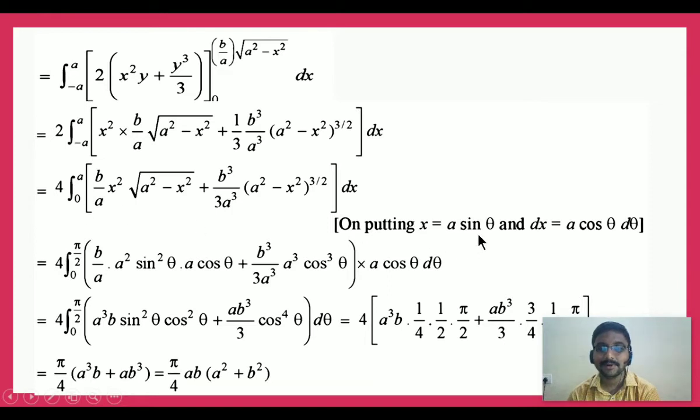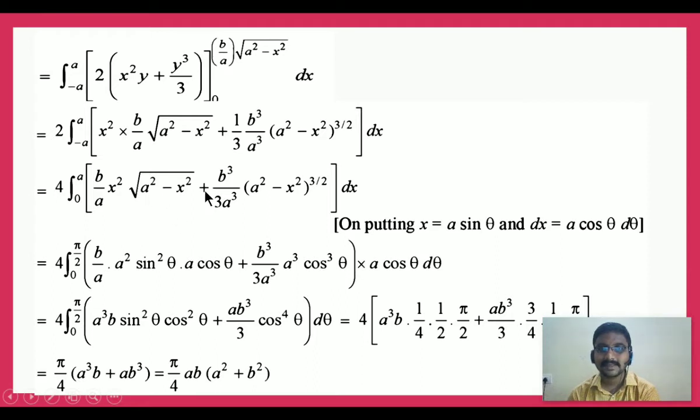When x is 0, a sin theta is 0, which implies sin theta is 0, which implies theta is 0. When x is a, a sin theta is a, the a gets cancelled, sin theta is 1, which implies theta is pi by 2. So these are the limits related to theta. Now simplify while substituting these values. So a square minus a square sin square theta, by taking out a square as common, 1 minus sin square theta is cos square theta. But cos square theta whole power 3 by 2 is cos cube theta.